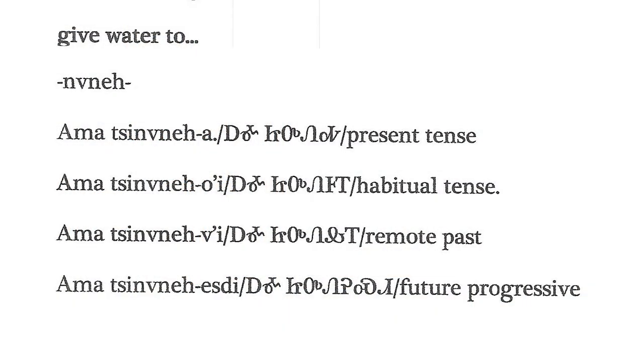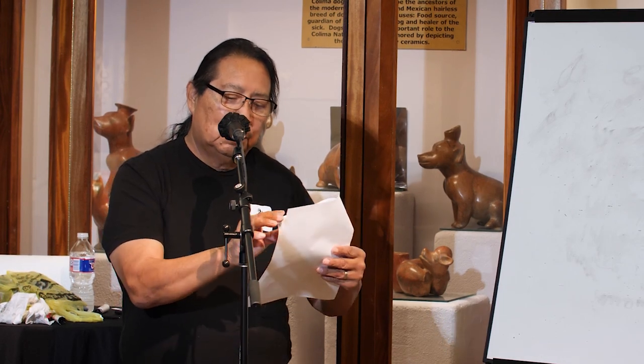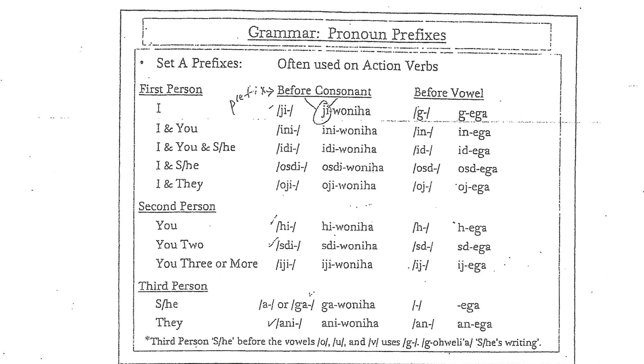Okay, give water to: Naneha, Nane. Ama, Chi Naneha: I'm giving them water, he or she water. Ama, Chi Naneha: always give them water. Ama, Chi Naneha: I gave them water, him or her water. Ama, Chi Naneheste: I will be giving them he or she water. And again, every one of those prefixes will fit in here to say that. Edi, eni, egi, sti, oji, every one of them will fit just perfect in here.